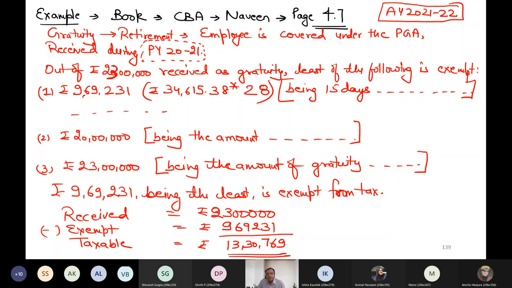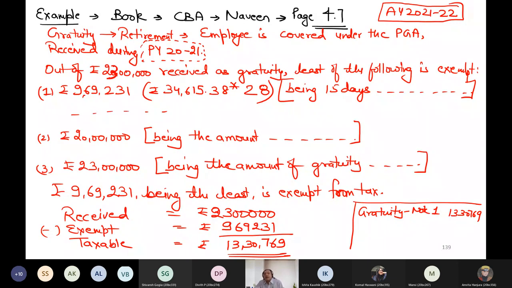We will be having the figure and we have to simply compute how much is taxable. This figure will ultimately go in my final column where I will compute my salary. I will simply write that gratuity, working note 1, and I will simply write the figure 13,30,769. I'm not concerned with 23 lakh. That will come directly in my bank account. Income tax department is not concerned with 23 lakh. They will say you simply tell us the amount which is taxable. That is the entire calculation of this topic.